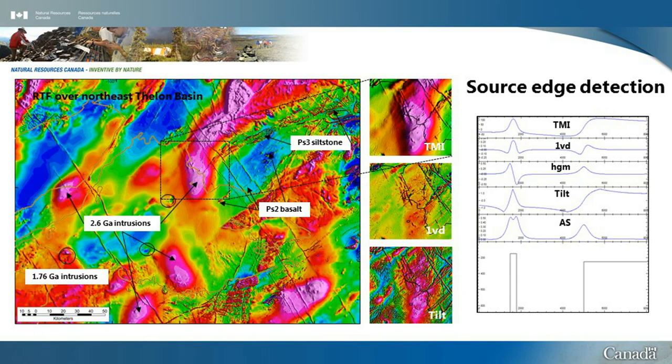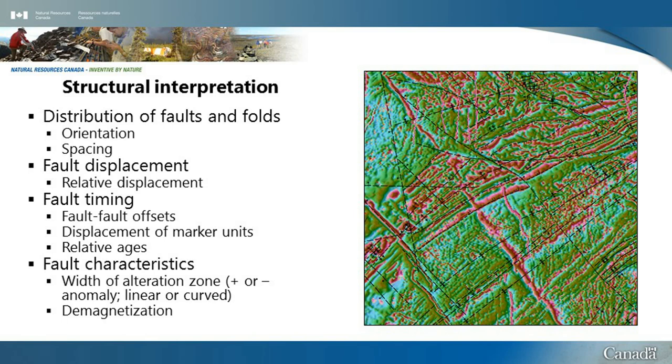I ran a series of source edge detection routines on the data to accentuate the edges of the magnetic sources and pick out some of the smaller units that are covered by the sandstone and enhance them, so that when you're interpolating, it's easier. As well, I used the source edge detection maps to do structural interpretation. So looking at the distribution of the faults and folds, knowing these magnetic Paleoproterozoic units, looking for offsets in the units, looking at the alteration zone, if there is demagnetization, if you have a fault that truncates a magnetic unit, and if you can tell the offset direction, which way things are moving.